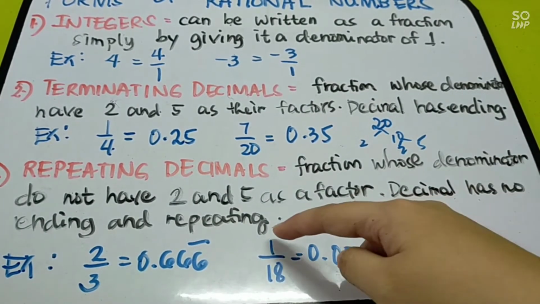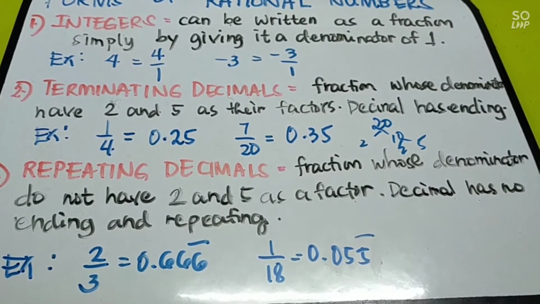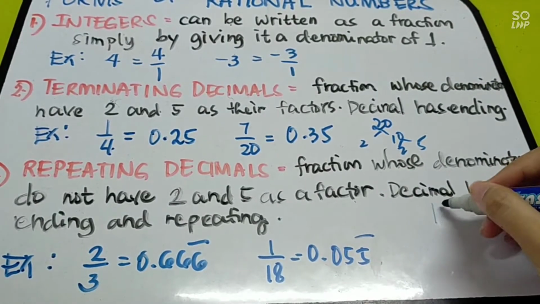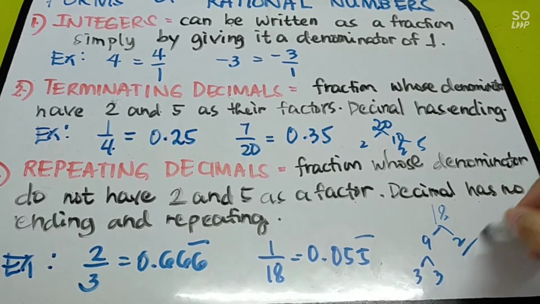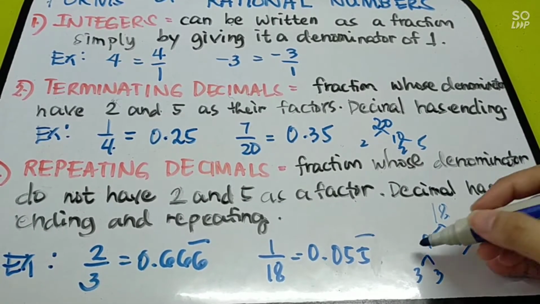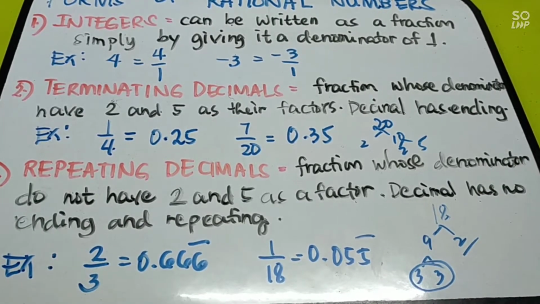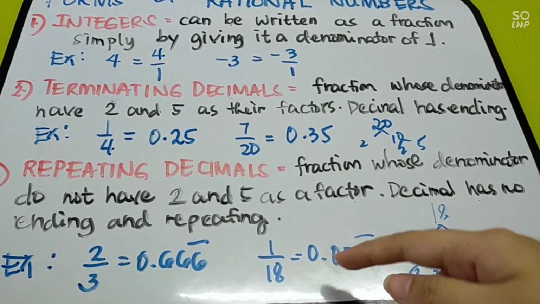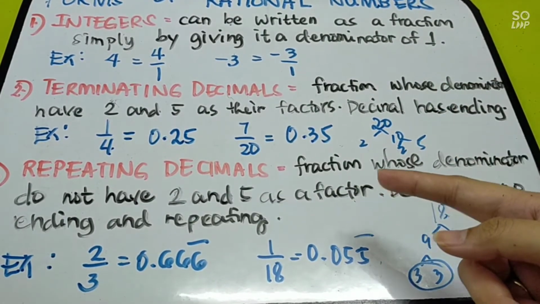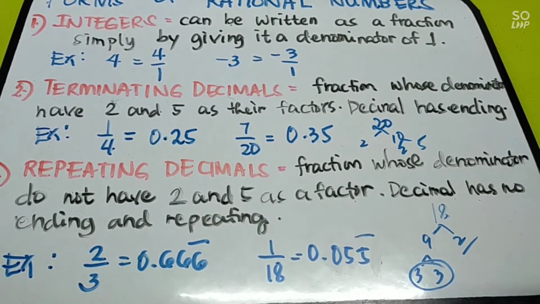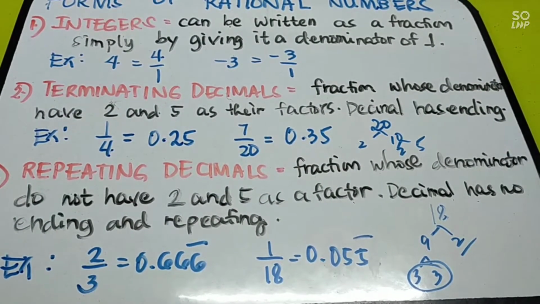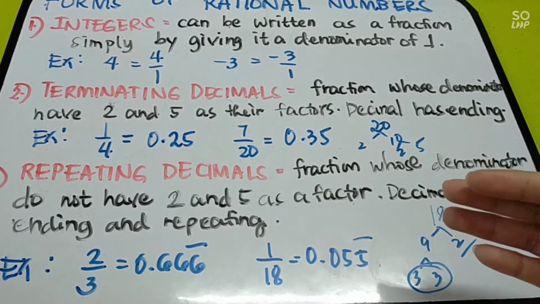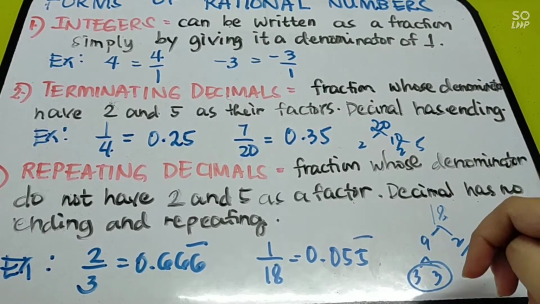Is it clear? Next tayo, we have here 1 over 18. Si 1 over 18, kapag kinuha mo yung mga prime factors ni 18, we have here 9 and 2, then we have here 3 and 3. Oo nga't may 2 ka, wala ka namang 5, and then may nadagdag ka pang 3. So, therefore, it is not a terminating decimal. It is a repeating decimal. Kasi meron kang nadagdag na 3 dito, tapos, wala ka pang 5 as a factor. Is it clear? So, that is how you will find if it is terminating or repeating, kung fraction ang pagbabasihan nyo.